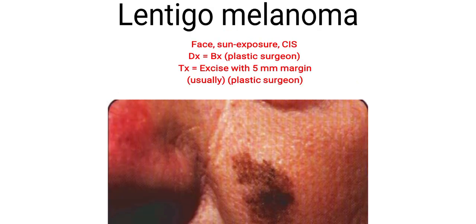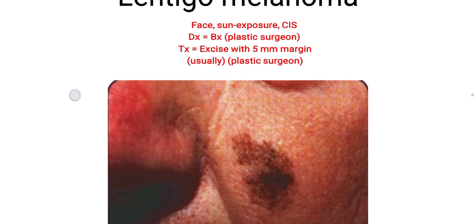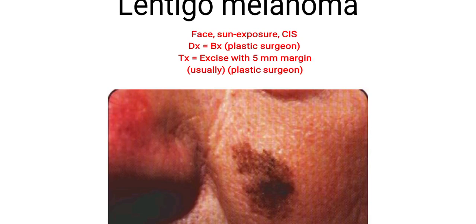This is our last slide. It's a very important slide. It's a very important picture. Here you can see this is the case of lentigo maligna, and here you can see the pigmented lesion on the face. It's because chronic or long-standing sun exposure can cause this type of pigmentation. So this is called lentigo maligna.